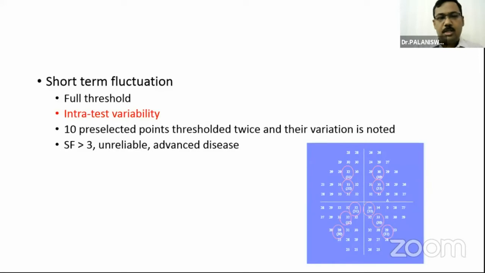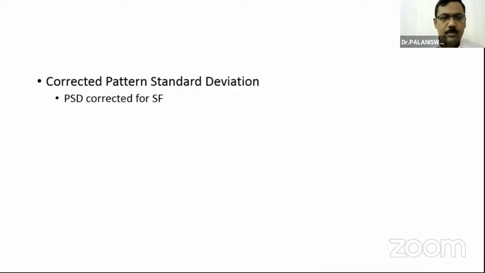Short-term fluctuation is intra-test variability. 10 pre-selected points are thresholded twice, and the difference is the short-term fluctuation. If it is more than 3, it is unreliable or seen in advanced disease. Corrected pattern standard deviation is PSD corrected for short-term fluctuation.